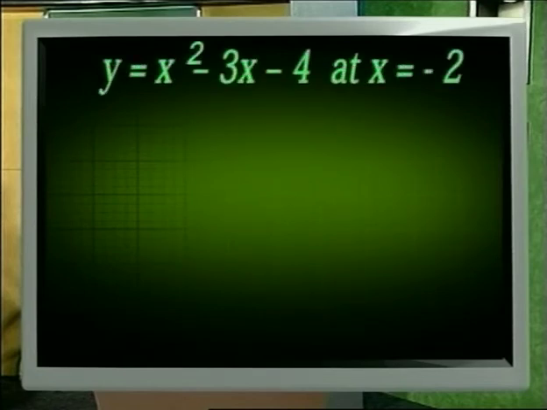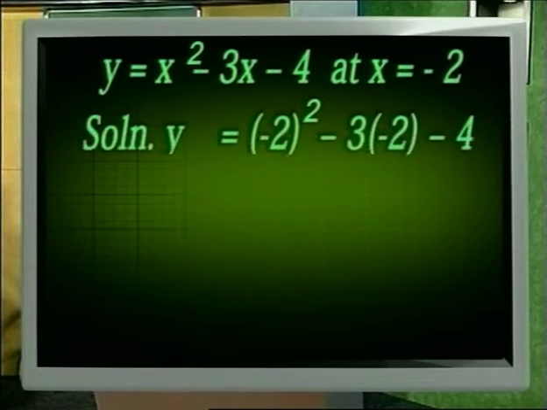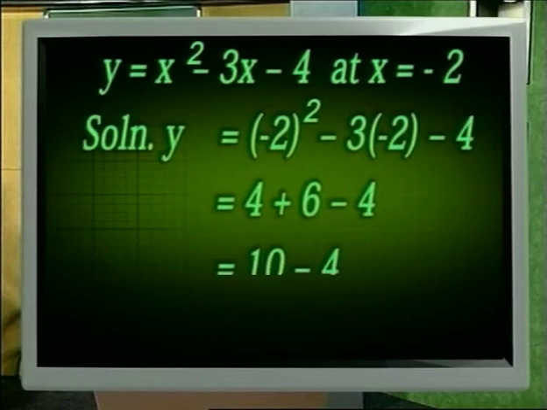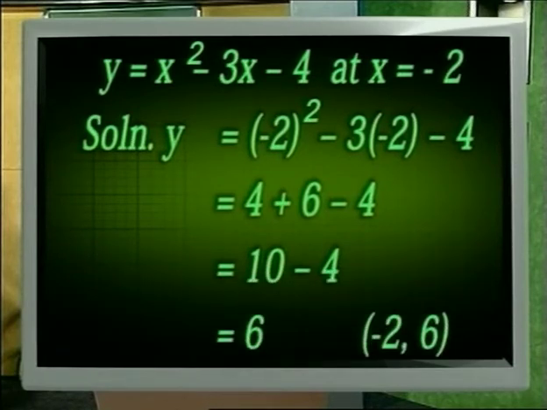We take one more negative value, that is x is equal to minus 2. Again putting the value of x in the equation, we get minus 2 in the bracket whole square minus 3 into bracket minus 2 minus 4.